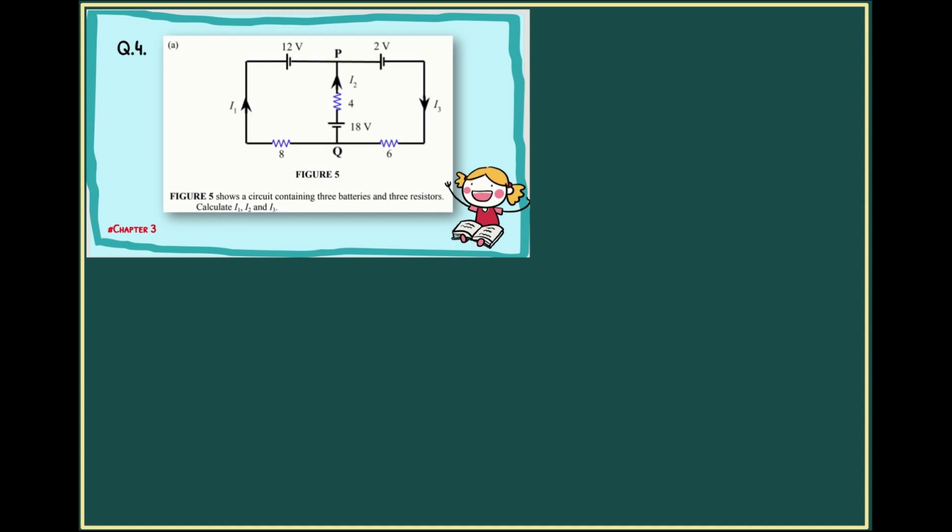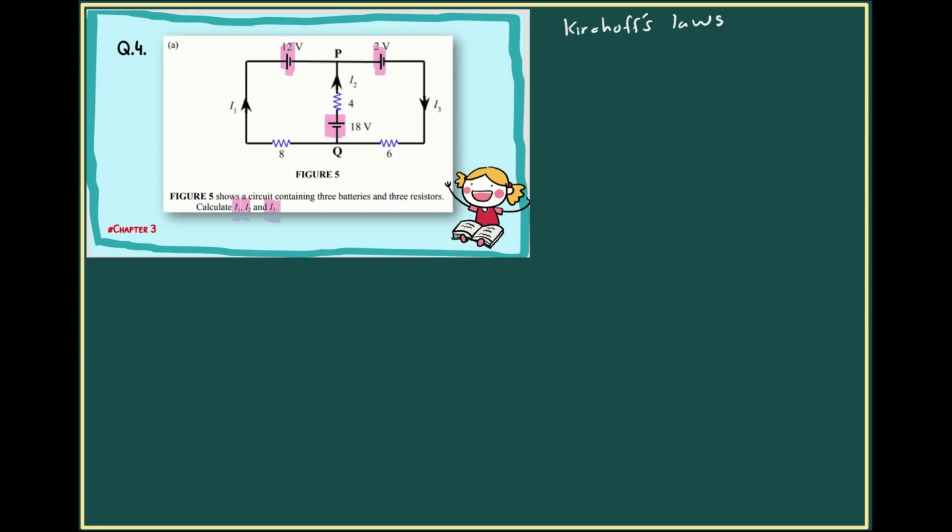Question number 4 for this week is testing us about Kirchhoff's law. This is a figure. As you can see from the figure, we have more than one EMF or battery. Figure 5 shows a circuit containing 3 batteries and 3 resistors. Calculate the value of current I1, I2, I3.